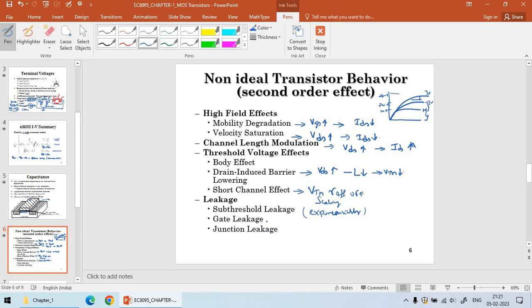Gate leakage: when you apply a lot of potential at the vertical field, that is, the gate, the charges will be swept away from the channel into the substrate, and it is going to cause tunneling. There are two types of tunneling: band to band tunneling, and direct tunneling. Junction leakage, in the sense, if in the previous slide we have seen this.